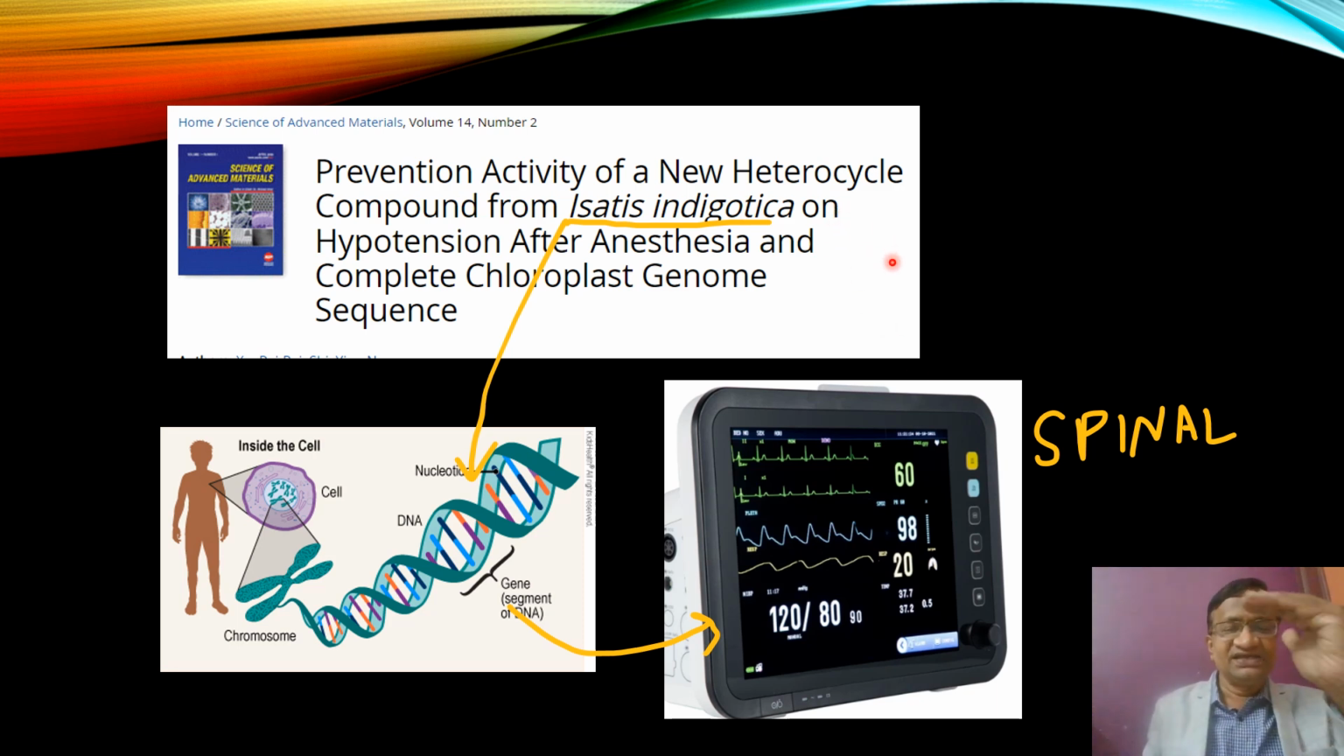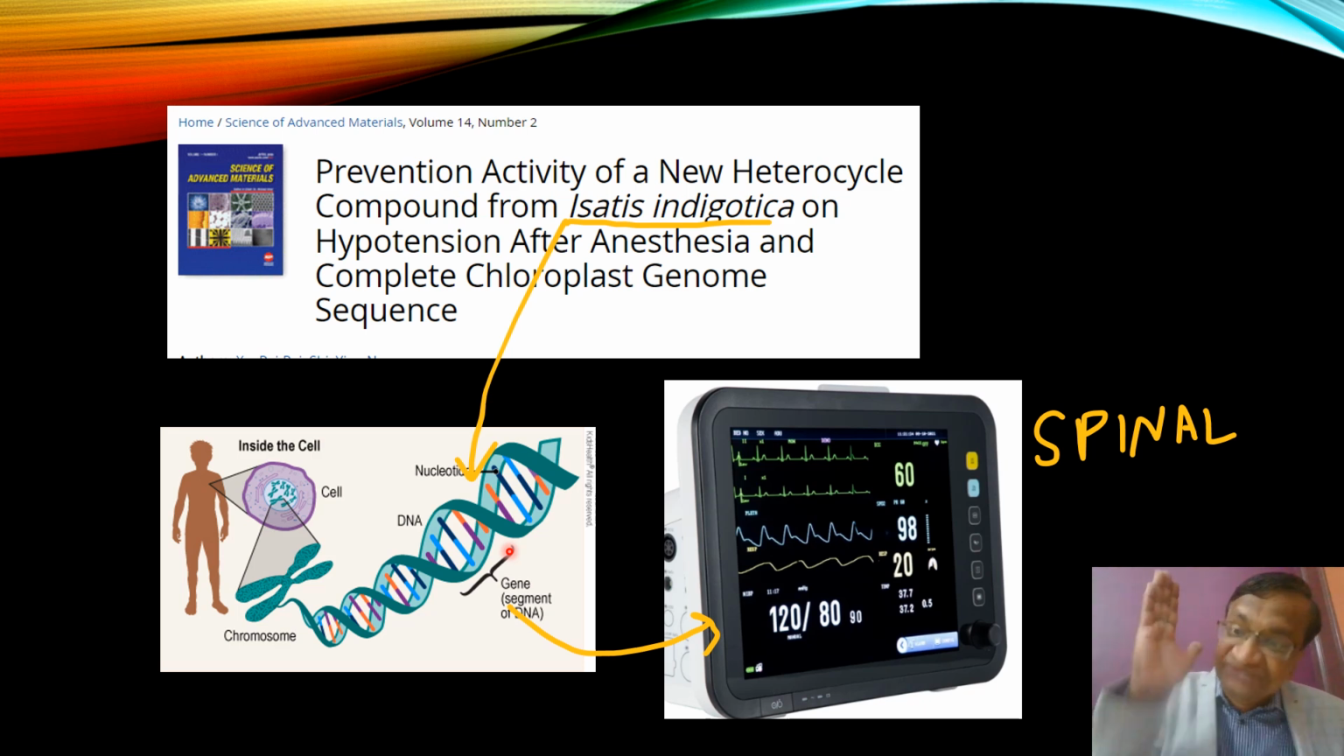Now, what we have done is, we have taken this compound Isatis indigotica and we have done the complete chloroplast genome sequence here and changed this, so that the hemodynamic imbalance following spinal anesthesia is decreased. The susceptibility by the gene is decreased. I'm not telling all the patients will go like this. The susceptibility by the gene is decreased. If you do this sequencing and make a change, then you are likely to get less BP fall after spinal anesthesia.